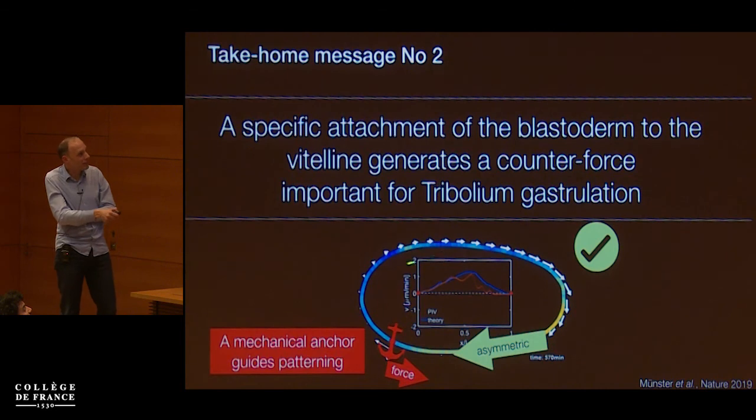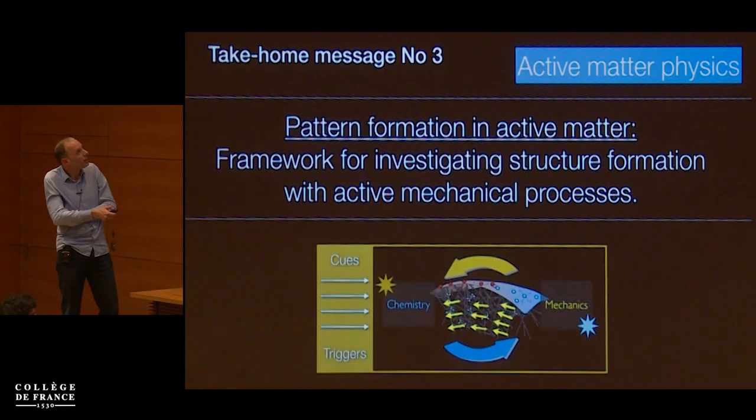There's intra-tissue self-organization, but there's a specific anchor that guides the shape and the types of movements that are generated. And last take-home message: this is all about active matter physics. I think for the first time we now have a framework, thanks to people like Jean-François Joanny, where we can consider force balances in biological matter, consider interactions between signaling pathways and force generation processes, to investigate how systems break symmetries and self-organize during development.